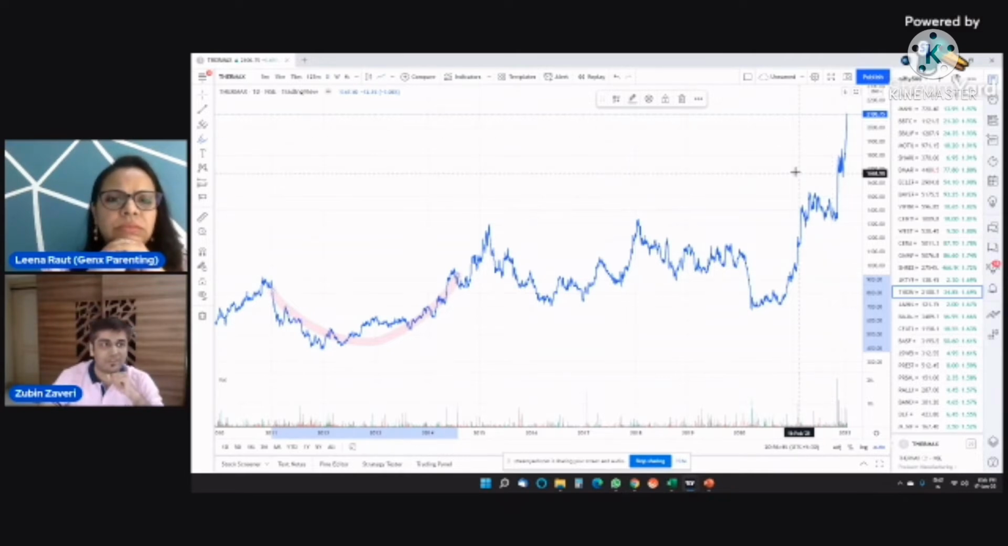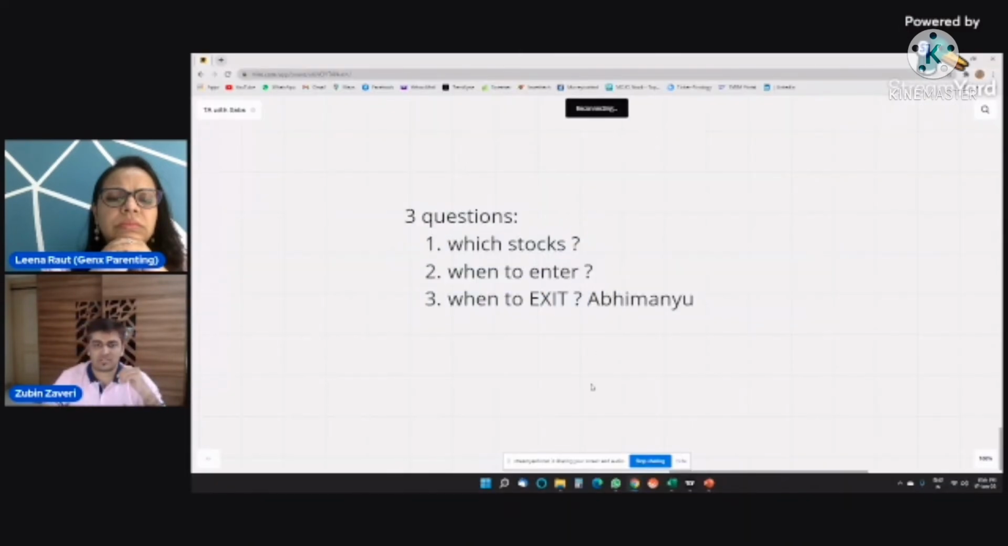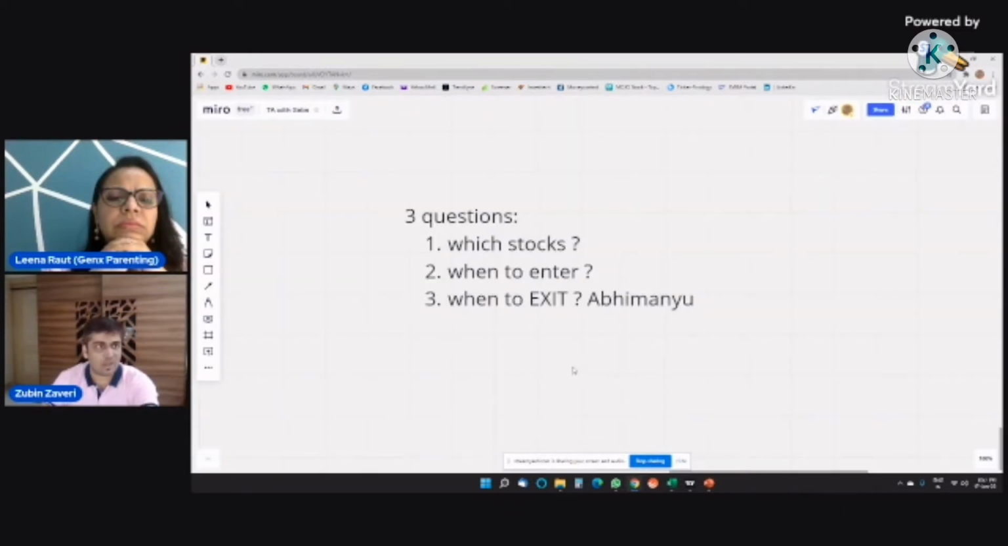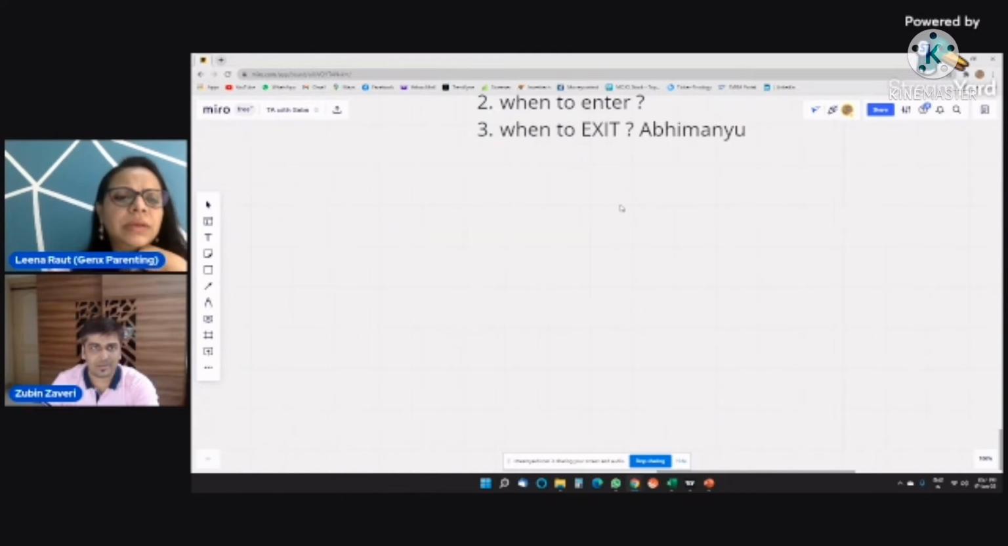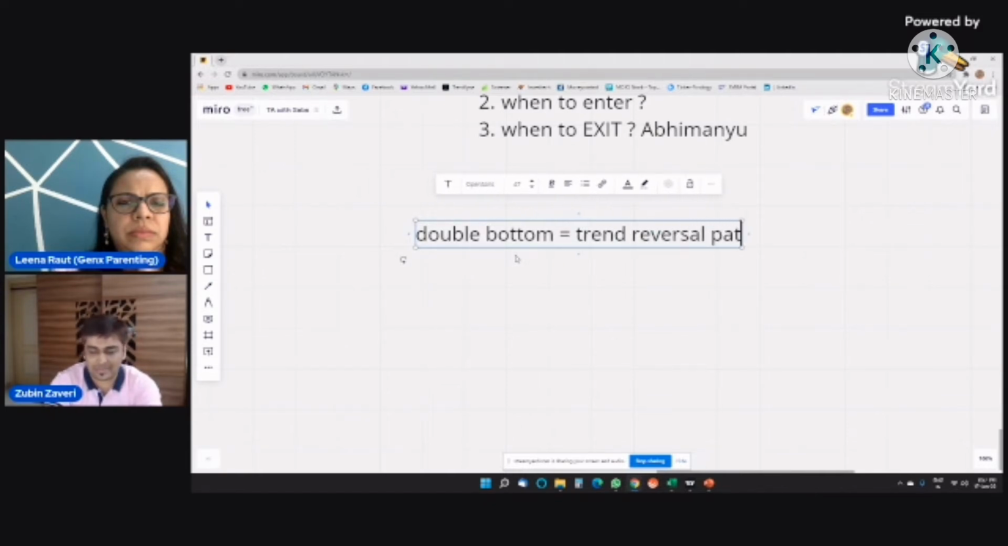Now let me give you a brief idea about it. There is something called a double bottom, which I just mentioned. Let me tell you what a double bottom is. Just a second, I hope you can see the screen, right? Yes, no problem. So, double bottom. Double bottom is basically a trend reversal pattern.